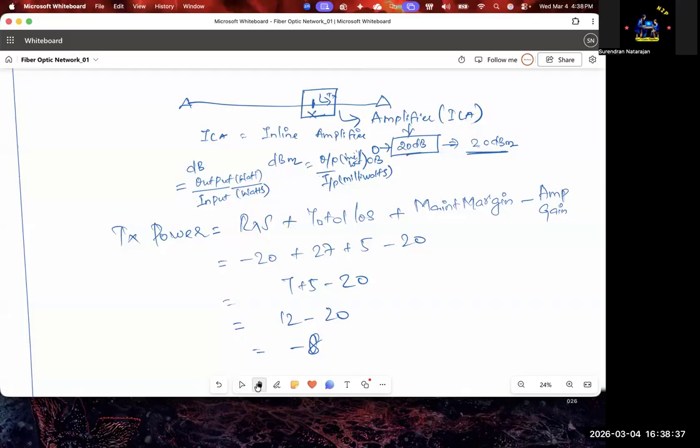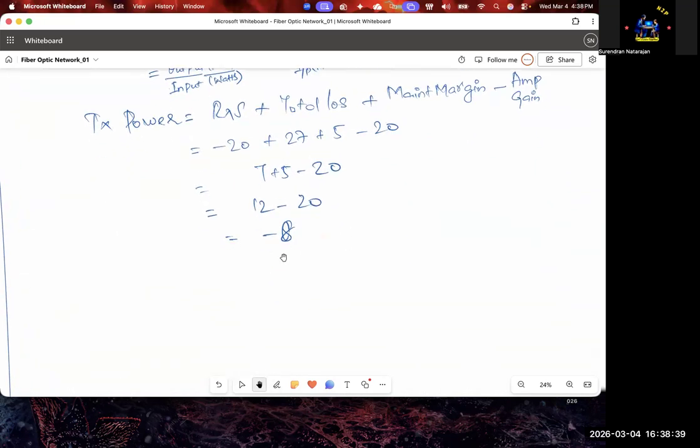So what else did we miss? Is this good enough? It's minus 8, you're saying. So minus 8 is the transmission power. The formula is Rx sensitivity, which we have to take from the vendor. What is your thought on this transmit power? This is good, right? Our range is minus 5 to plus 5. Not bad.